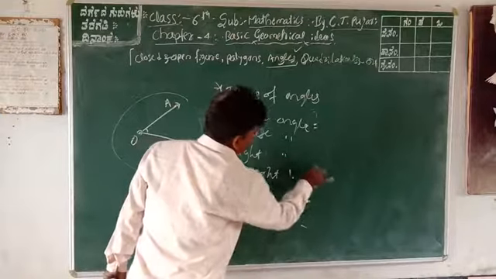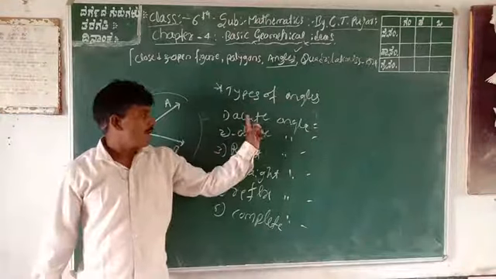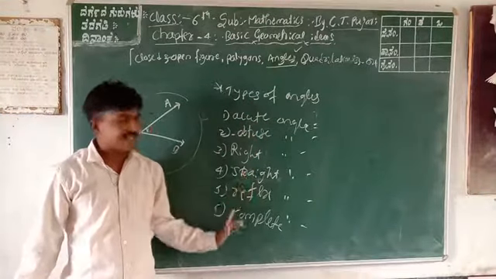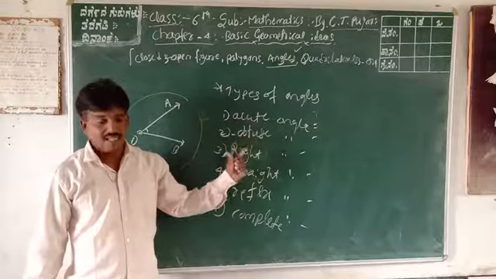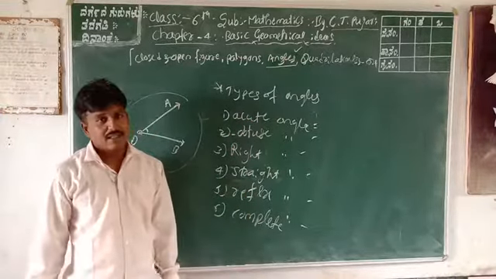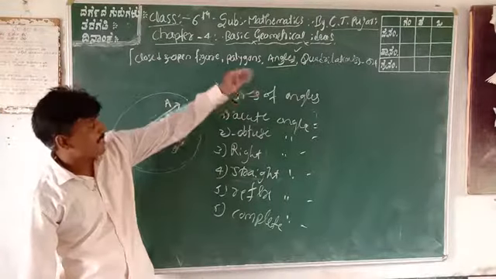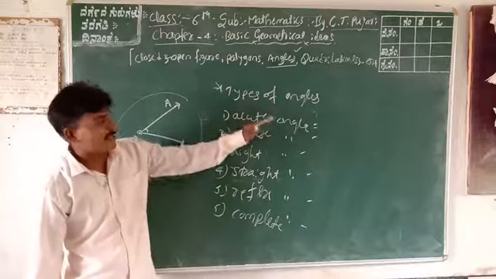Got it? Therefore, one by one, there are six types of angles here. They are acute angle, obtuse angle, right angle, straight angle, reflex angle, and complete angle. Dear students, what is the definition of acute angle? What is the meaning of acute angle?